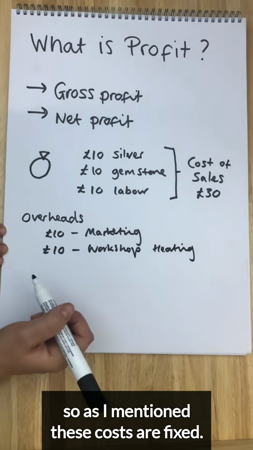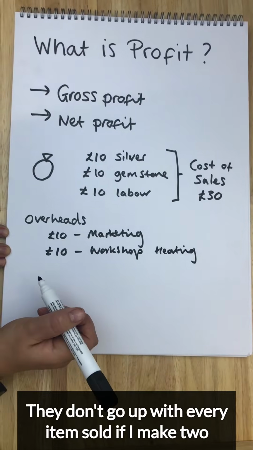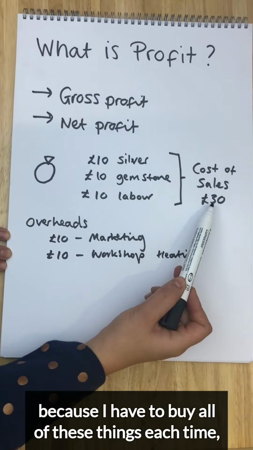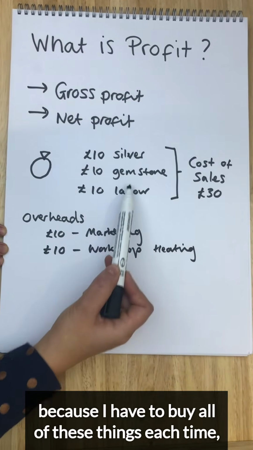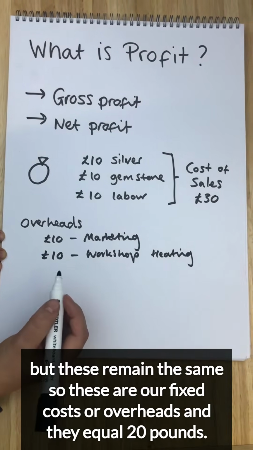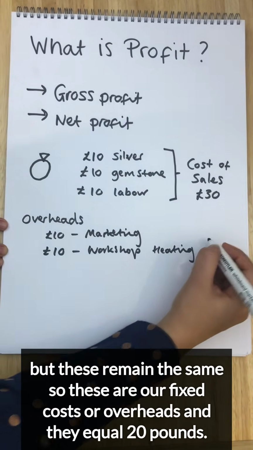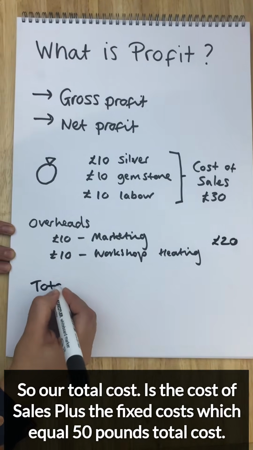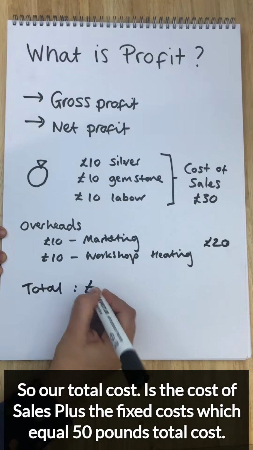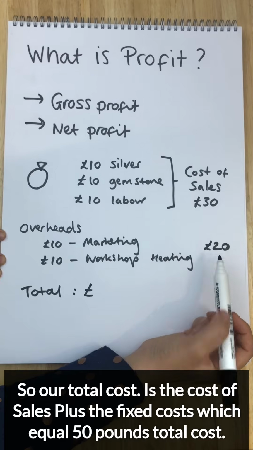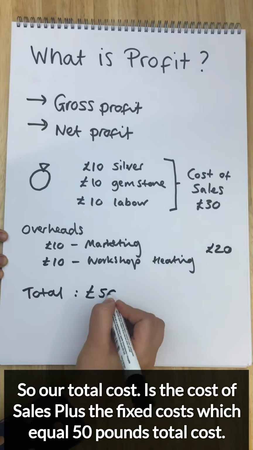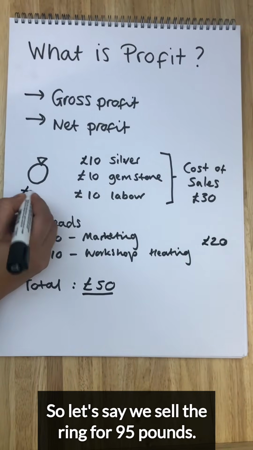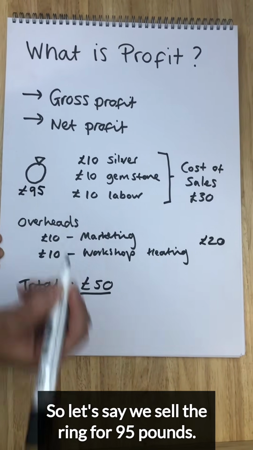So as I mentioned, these costs are fixed. They don't go up with every item sold. If I make 2 or 3 rings, the cost of sales will go up every time because I have to buy all of these things each time. But these remain the same. So these are our fixed costs or overheads, and they equal £20. So our total cost is the cost of sales plus the fixed costs, which equal £50 total cost. So let's say we sell the ring for £95.